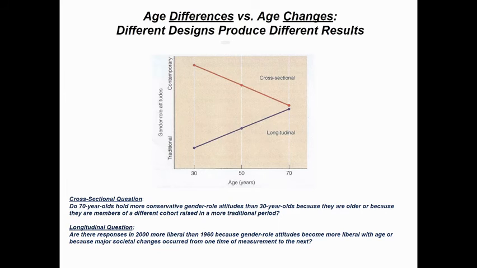Okay. So age difference, age changes, different perspective. Your cross-generational question would look something like this. Do 70-year-olds hold more conservative gender role attitudes than 30-year-olds because they're older, or because they're members of a different cohort raised in a more traditional period? All right, so you can kind of see the cross-sectional aspect of, we're going to take a look at gender role attitudes across those different lines. A longitudinal question would look something like, are responses in 2000 more liberal than in 1960 because gender role attitudes become more liberal with age, or because major societal changes occurred from one time to the next? So you see that blue line following that same group as they're aging.